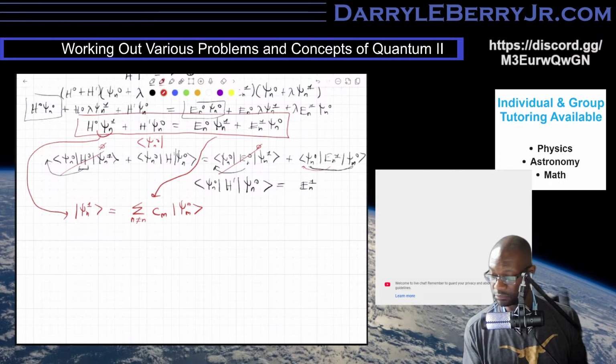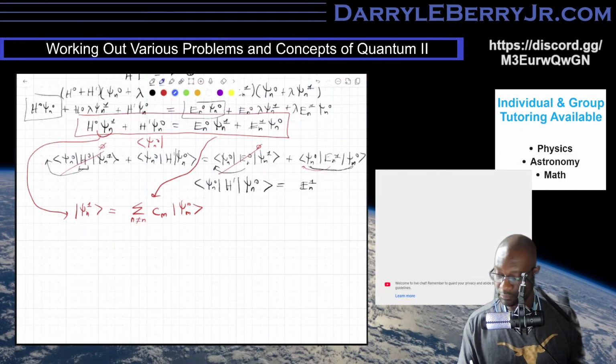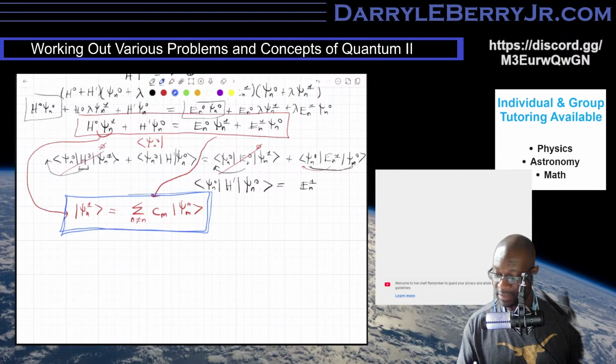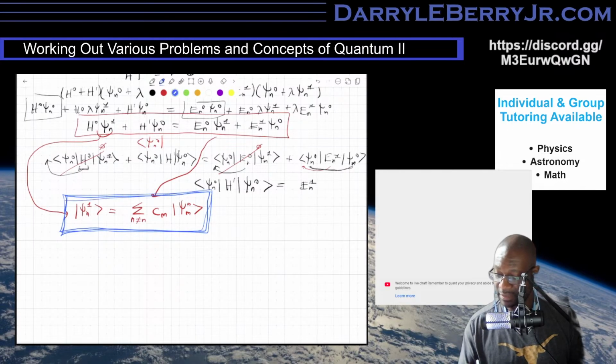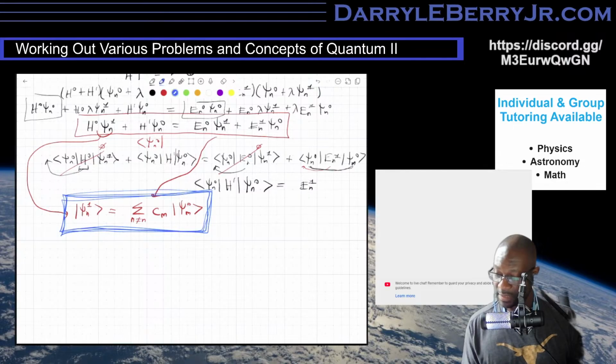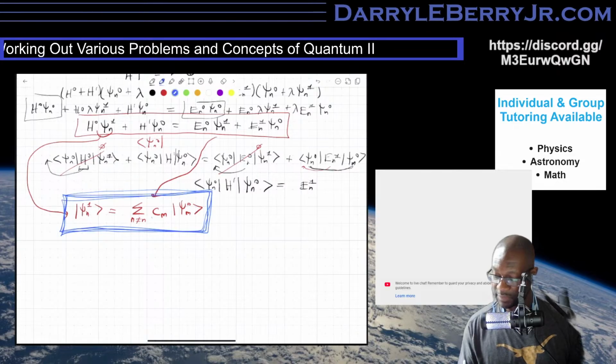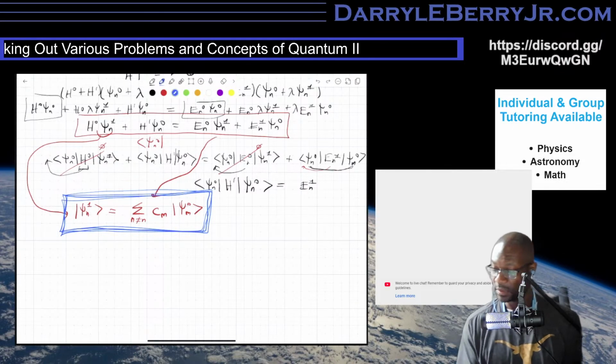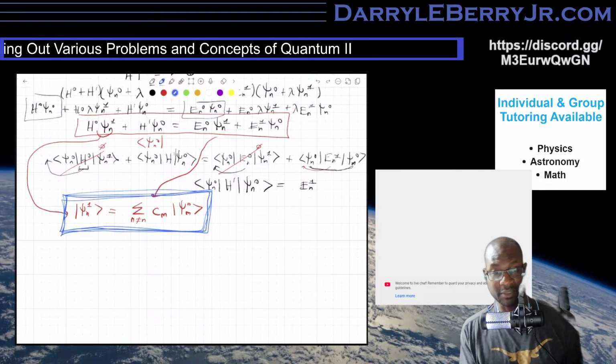So I think the main thing to remember is this: when we solve for psi n1 as a ket, it's going to equal the sum over m not equal to n of cm psi m naught. And we can substitute that into that part of the equation.